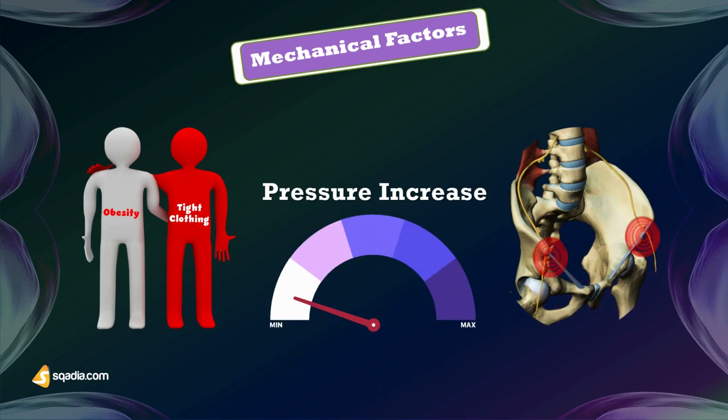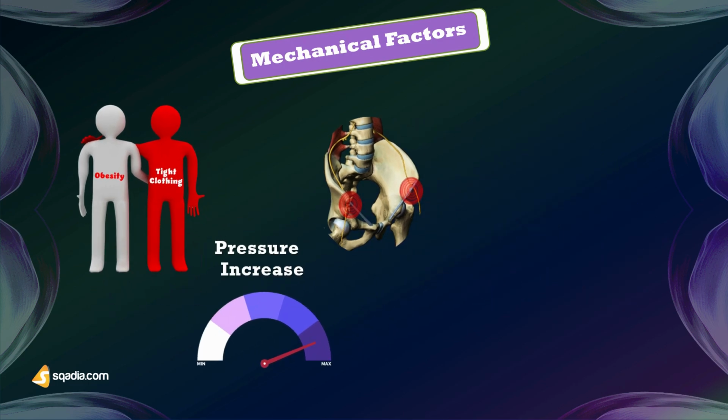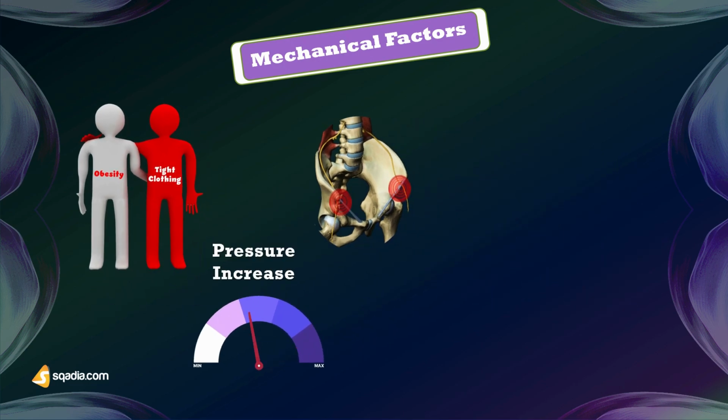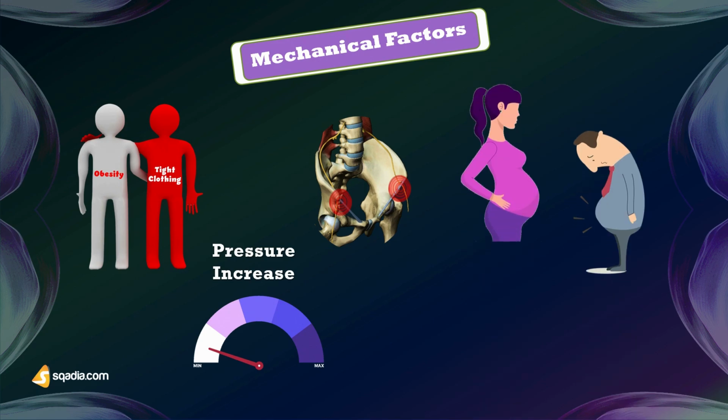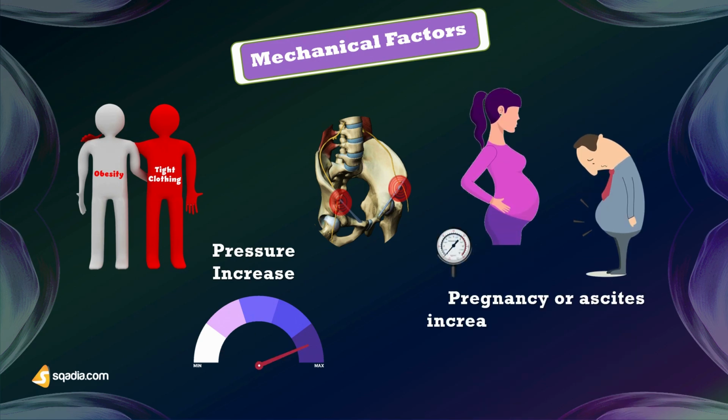But wait! There's more. Conditions like pregnancy or ascites, with their ability to increase intra-abdominal volume, join the scene. They squeeze the nerve as it tries to make its graceful exit from the pelvis. But that's not all.